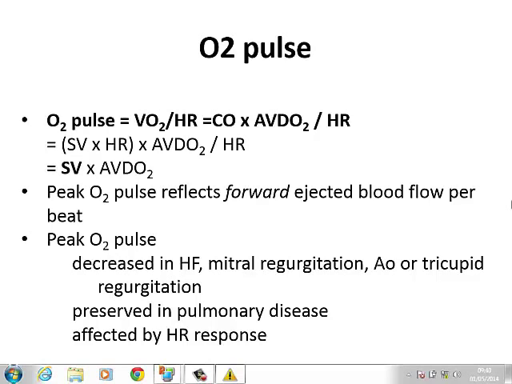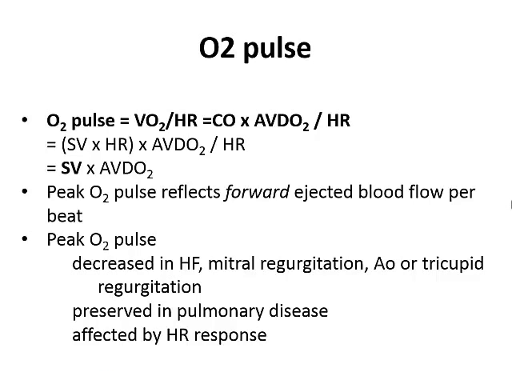And finally, another interesting parameter is the oxygen pulse. The oxygen pulse is the ratio of VO2 by heart rate. So it's the product of cardiac output and AVO2 difference, divided by heart rate. And in fact, it's the product of stroke volume by AVO2 difference. It's the pulse of oxygen at every beat. So it reflects the forward ejected blood flow per beat. So it is decreased in heart failure. It is decreased in regurgitation because blood flow goes in the wrong direction. It is preserved in pulmonary disease, and it is also dependent on heart rate.